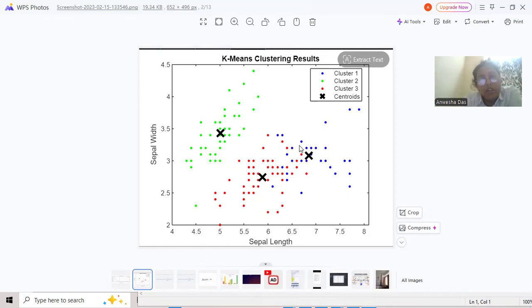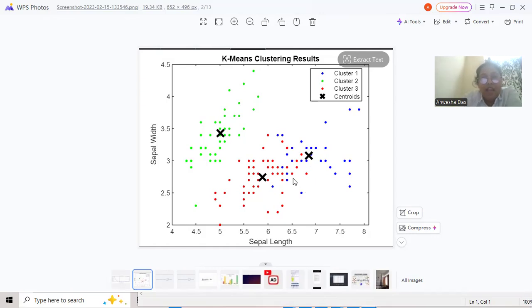So it will be converted from red to blue cluster. I hope you understood. In that way, based on the shorter distance, we have to assign a cluster. Okay, now there is the fourth step.